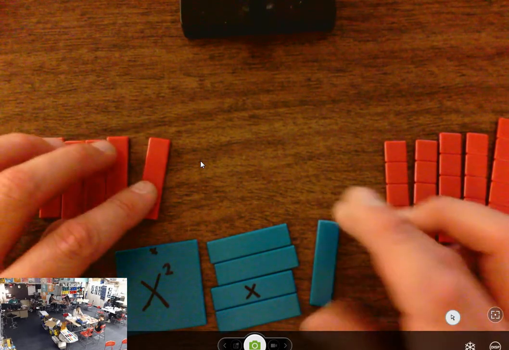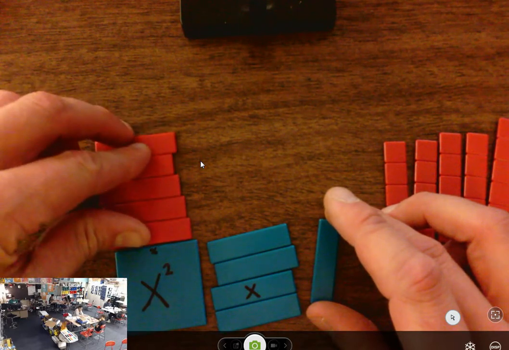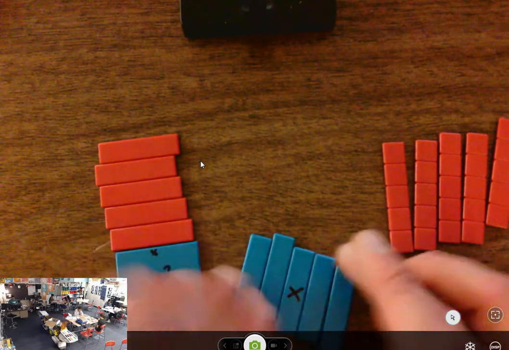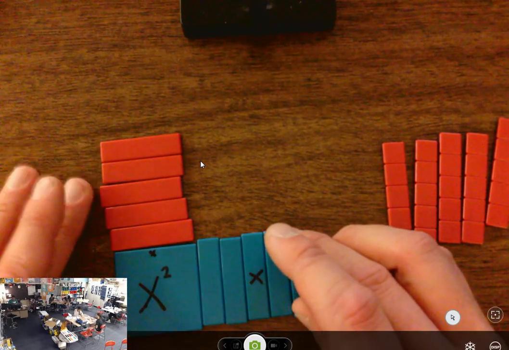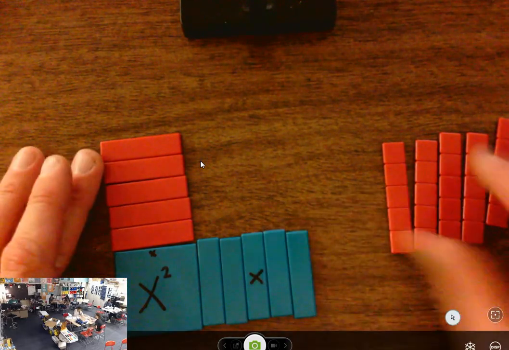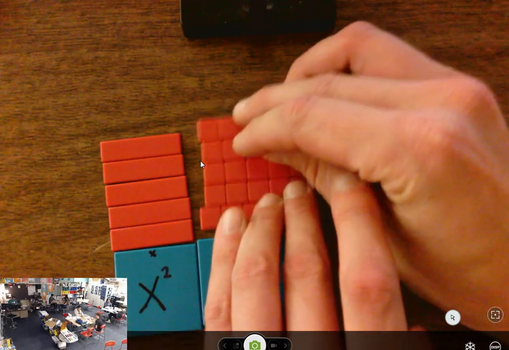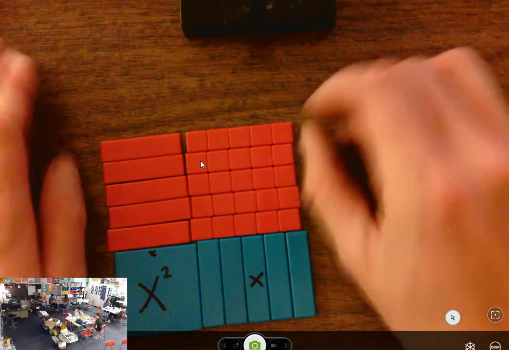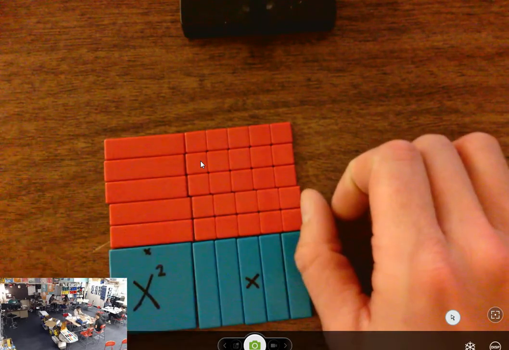Wait, does a y tile equal 5? No, they don't. This is annoying. Are you telling me this is what your parent talked about? They talked about how x and y cannot be counted, right? We cannot quantify x and y. What sort of shape did I get?